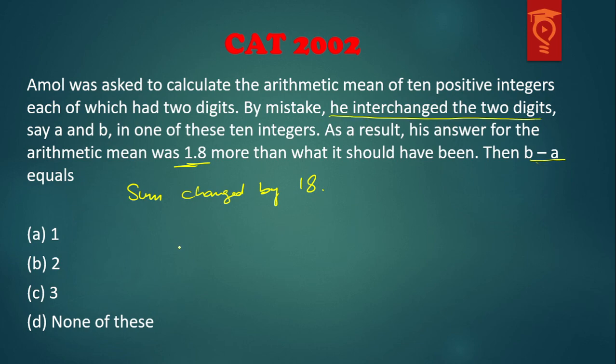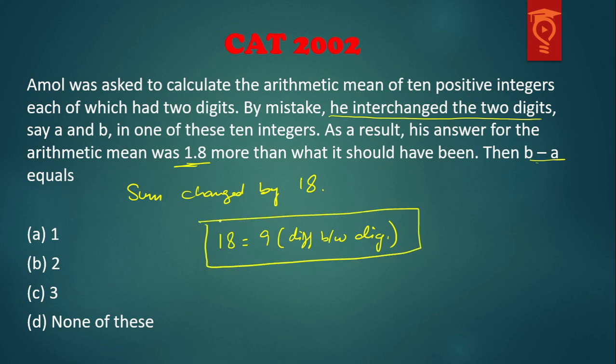So in our class we have discussed this at length, what happens when you interchange the digits of a 2-digit number. So the change that happens, which is 18, is 9 times the difference between the digits. Now people who do not understand what this is and where it comes from, I strongly recommend them to watch our video on simple equation.